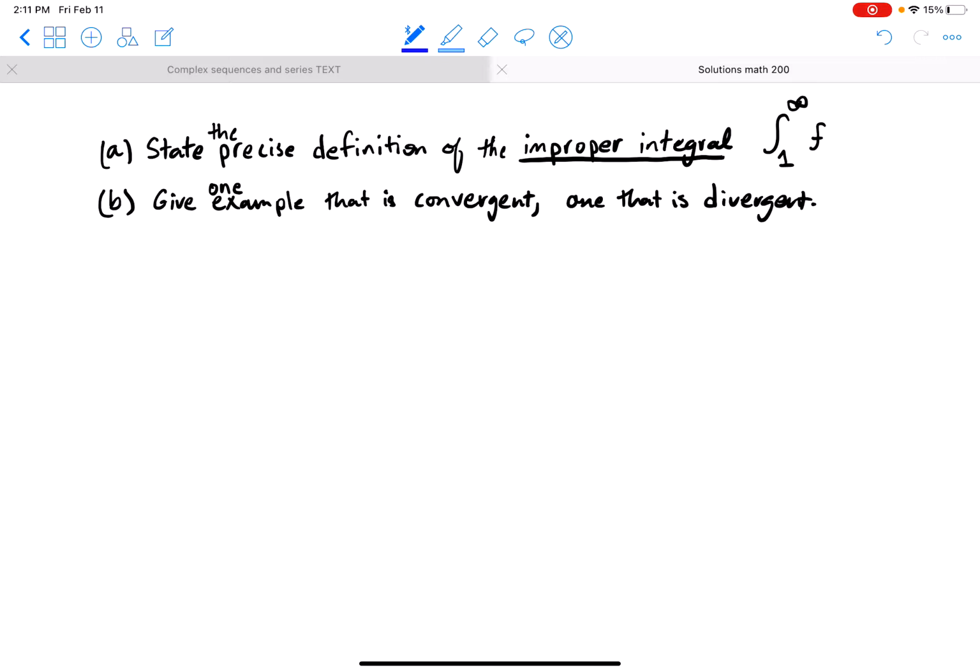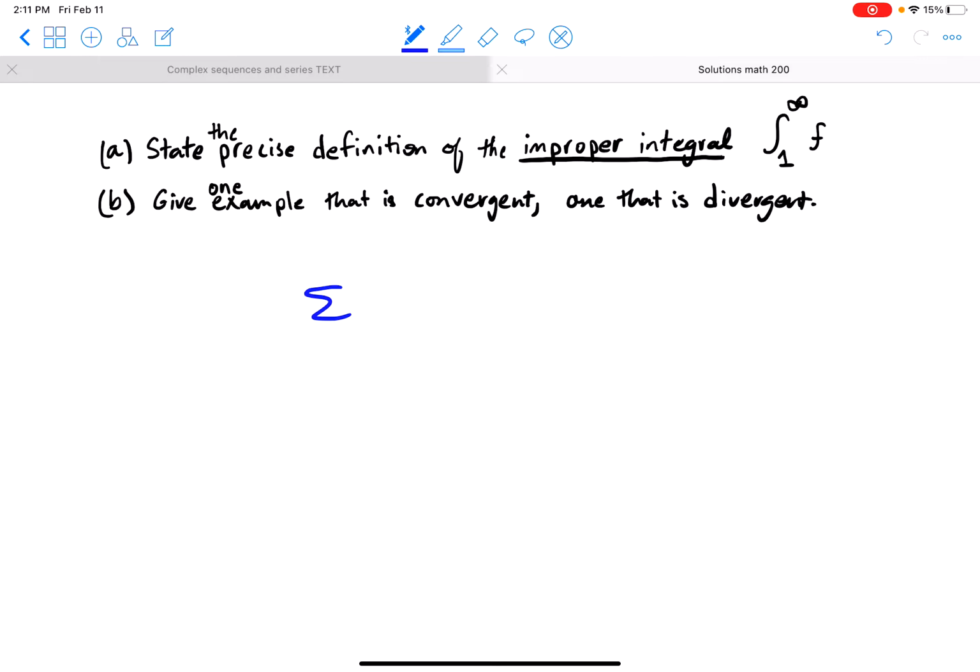Hi everybody. State the precise definition of the improper integral right here. And then give one example that's convergent and one that's divergent. So first of all, let's just do b.